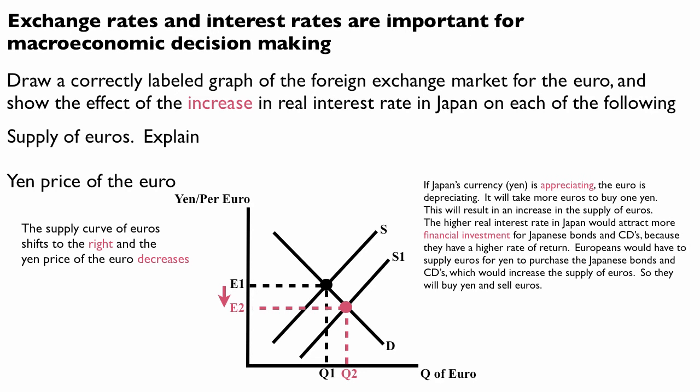If Japan's currency, the yen, is appreciating, the euro is depreciating. It will take more euros to buy 1 yen. This will result in an increase in the supply of euros.